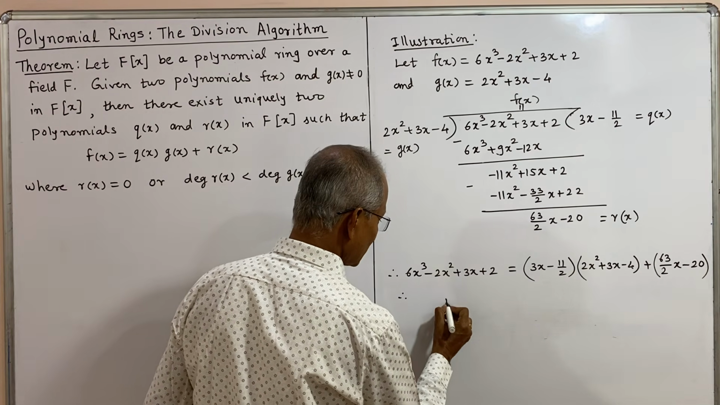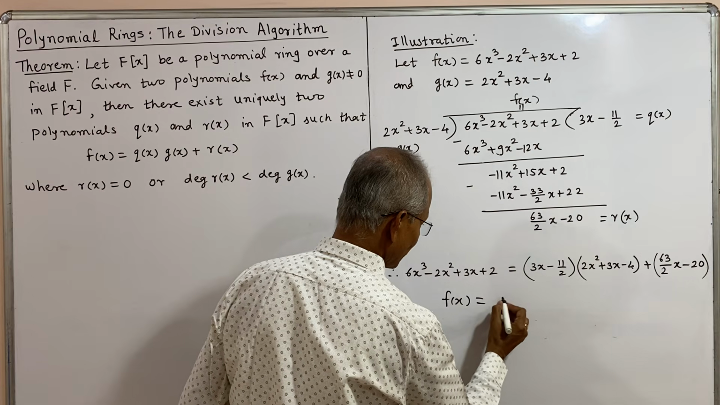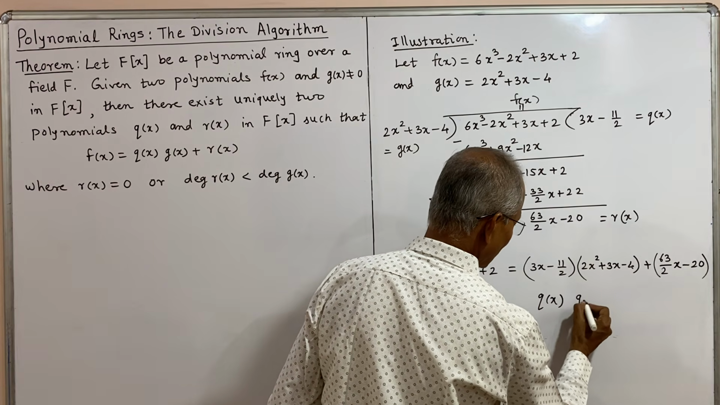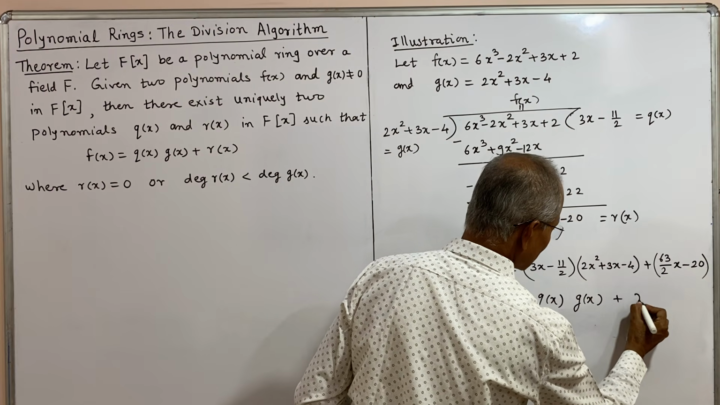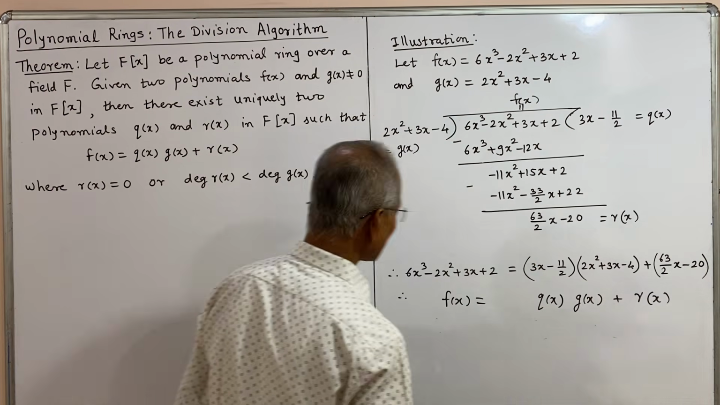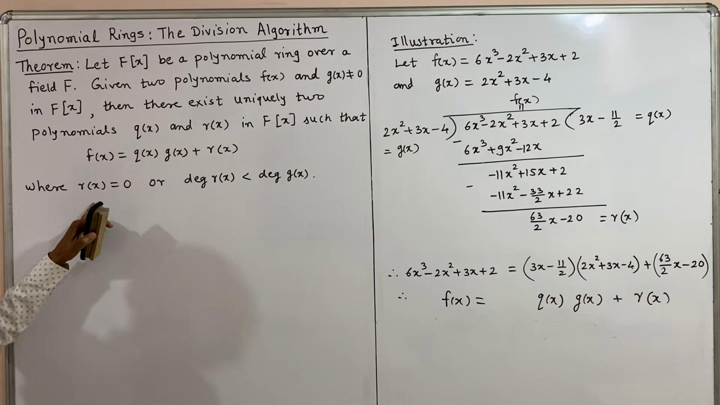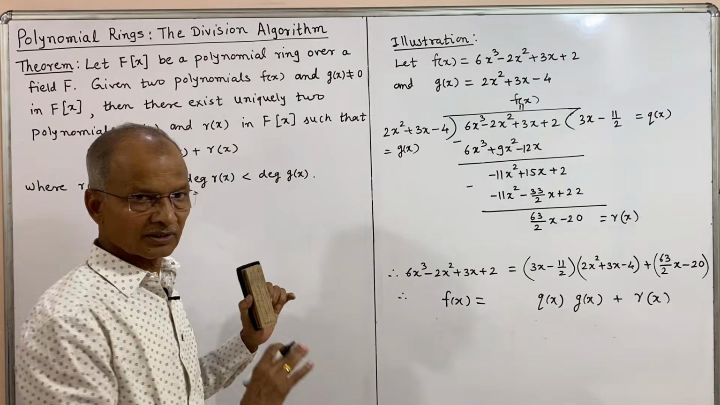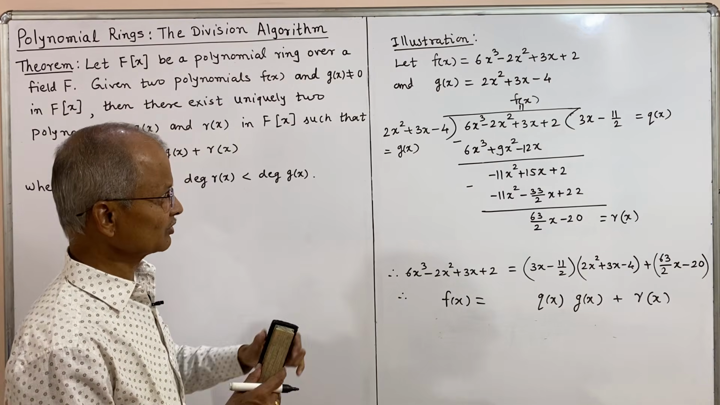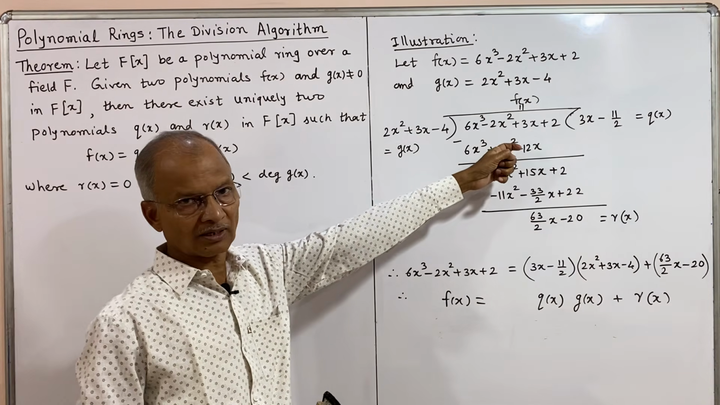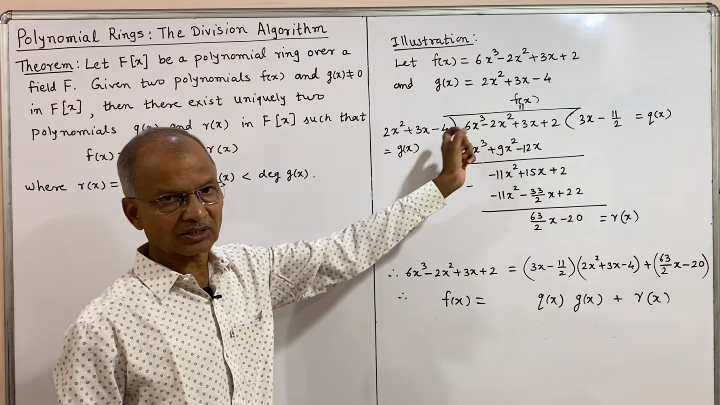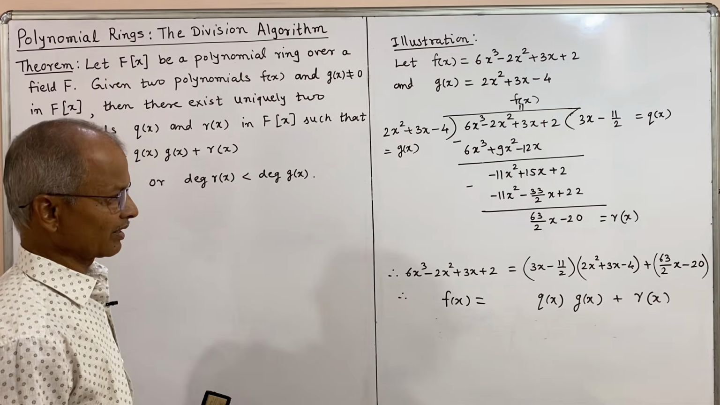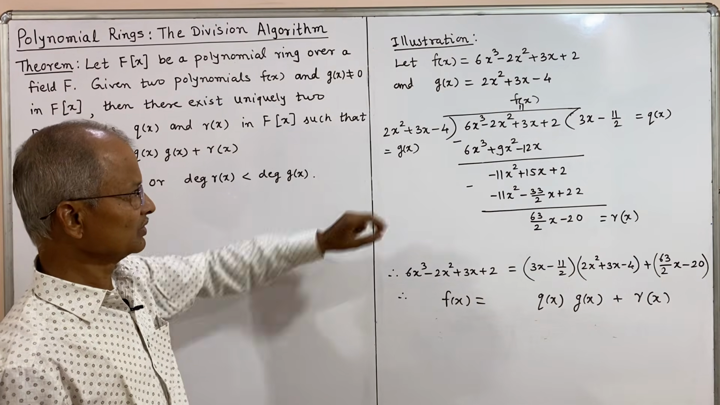Therefore, this is f of x is equal to q of x times g of x plus r of x. What is the condition in the theorem? r of x is 0, or if the division is complete, that means the polynomial g of x divides f of x, then the remainder will be 0. Otherwise, the degree of the remainder is less than the degree of g of x.